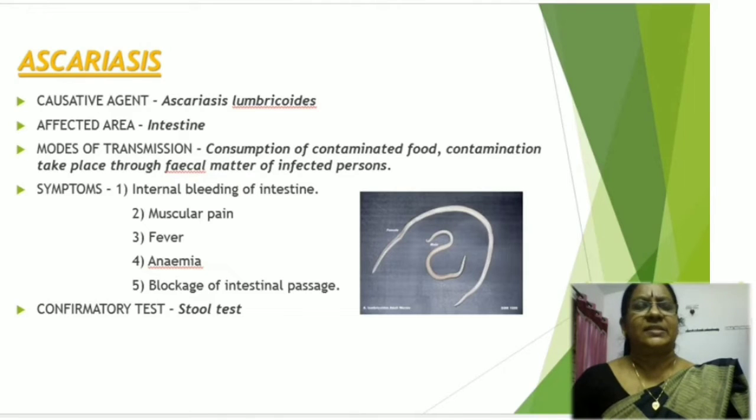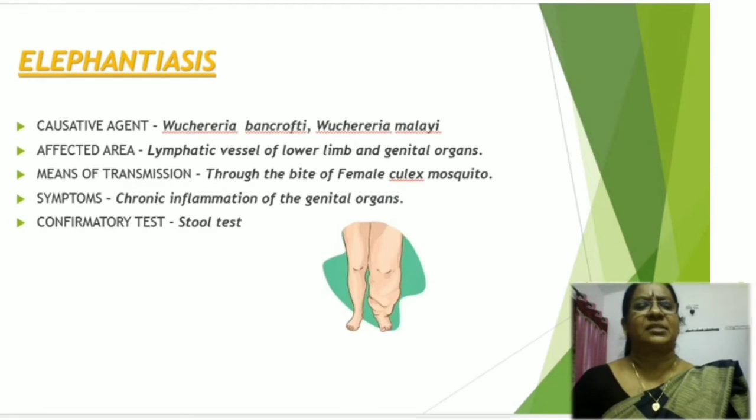The next disease is ascariasis. It is caused by Ascaris lumbricoides. It is found in the intestine, and the important symptoms of this disease are internal bleeding of the intestine, muscular pain, fever, anemia, blockage of the intestinal passage, etc. This parasite transmits from one person to another through contaminated food. Contamination takes place through fecal matter of infected persons.